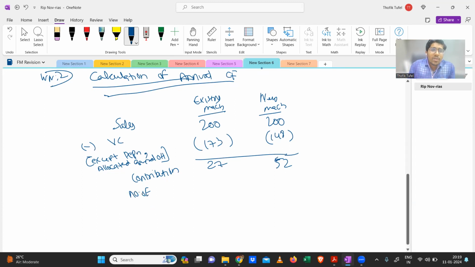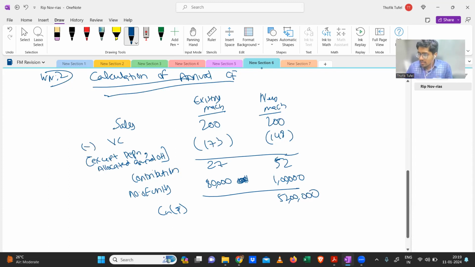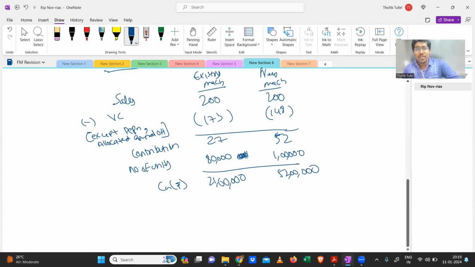Number of units: here I'm having 80,000 units, and here I'm having 1 lakh units. So my total contribution in rupees will be 52 lakhs here, and here it is 80,000 into 27, which becomes 21 lakh 60,000. Now you all will be thinking, sir, since we are taking a new machinery, this is my contribution and all these are cash. This is cash inflow and this is cash out. So my inflow is 52 lakh rupees.